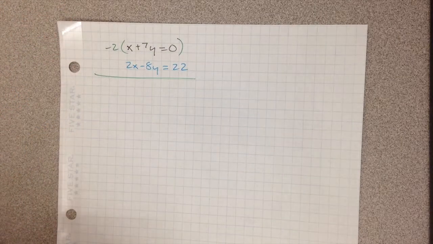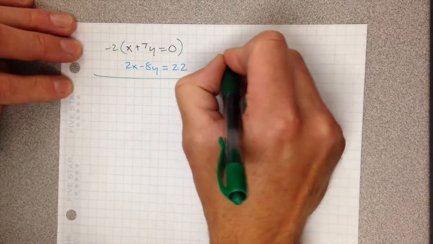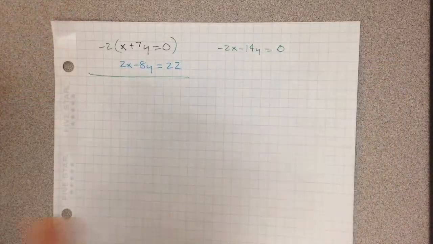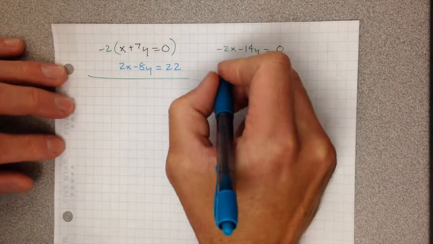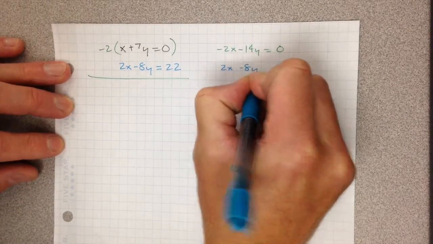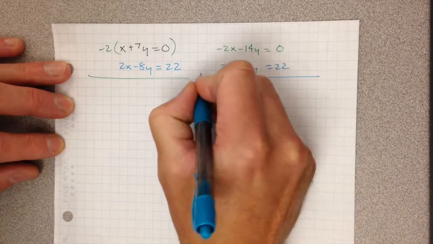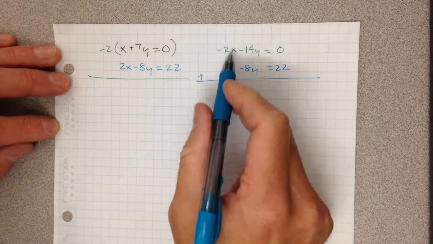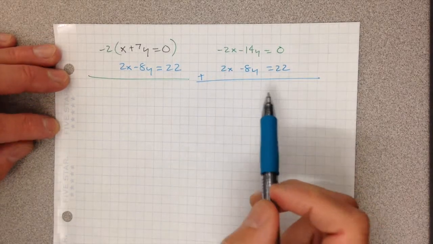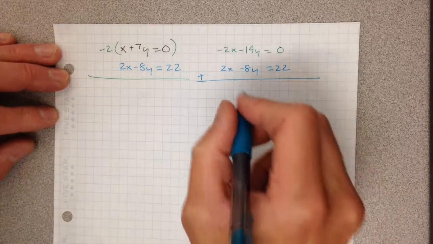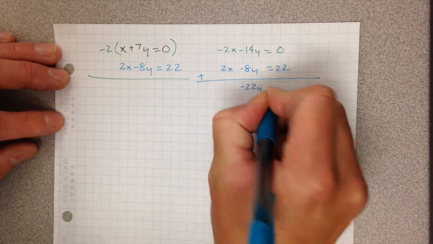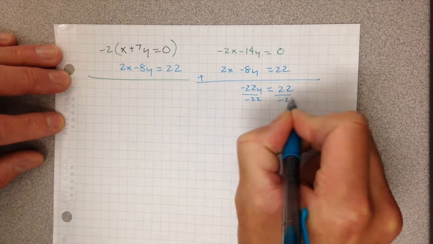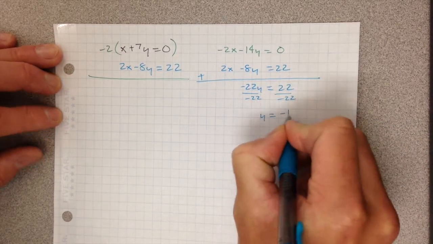So let's see what we get with our new equations. Modified top one this time, negative 2x minus 14y equals 0 still. My lower equation, unchanged, 2x minus 8y equals 22. Now I have opposite coefficients of this x variable. Fantastic. Add those together. The x terms cancel. I'm going to be adding here, and I get negative 22y equals 22. Divide both sides by that negative 22, and you end up with y equals negative 1.